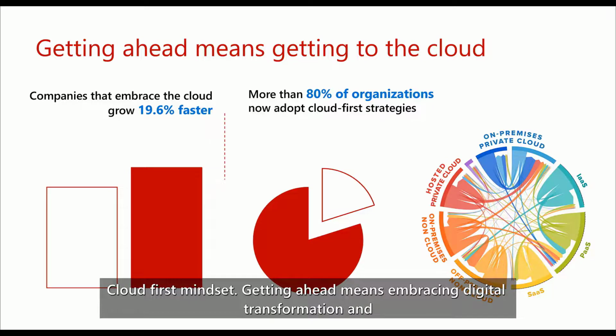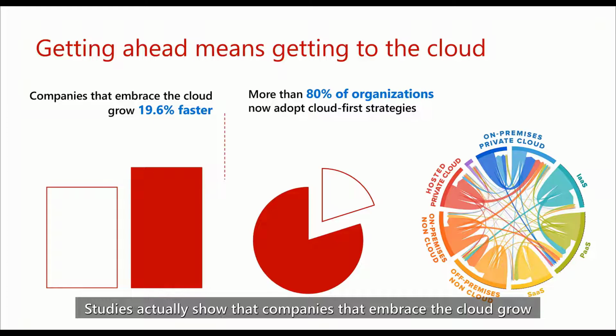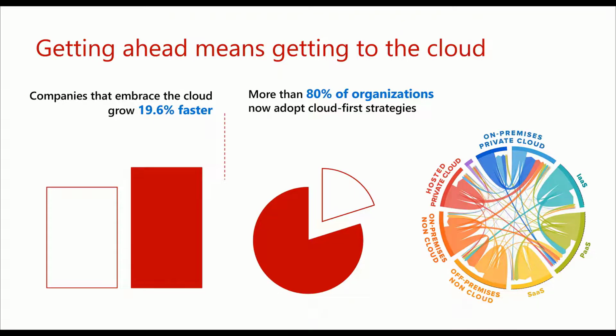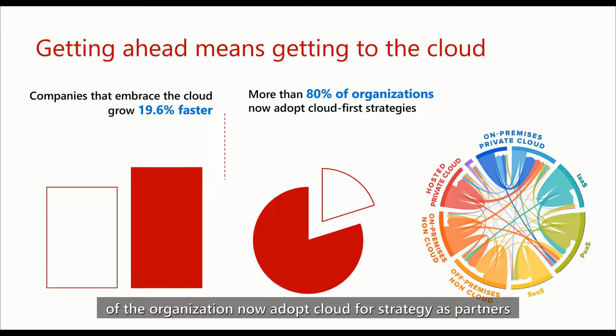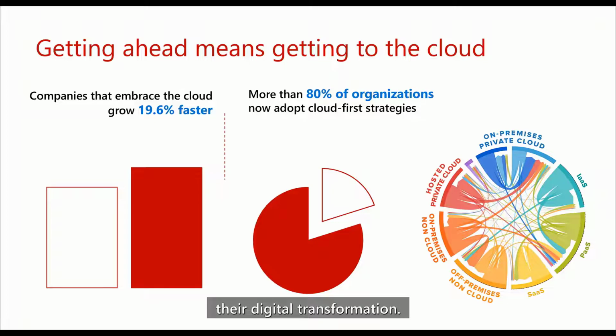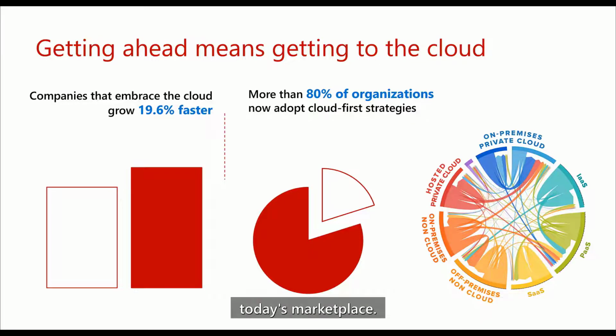cloud-first mindset. Getting ahead means embracing digital transformation and getting to the cloud. Studies actually show that companies that embrace the cloud grow 20% faster than those who don't. And in reality, more than 80% of organizations now adopt a cloud-first strategy as part of their digital transformation. So in order to do this, you have to think about the implementation of the process. Everybody is looking at being competitive and getting ahead in today's marketplace.